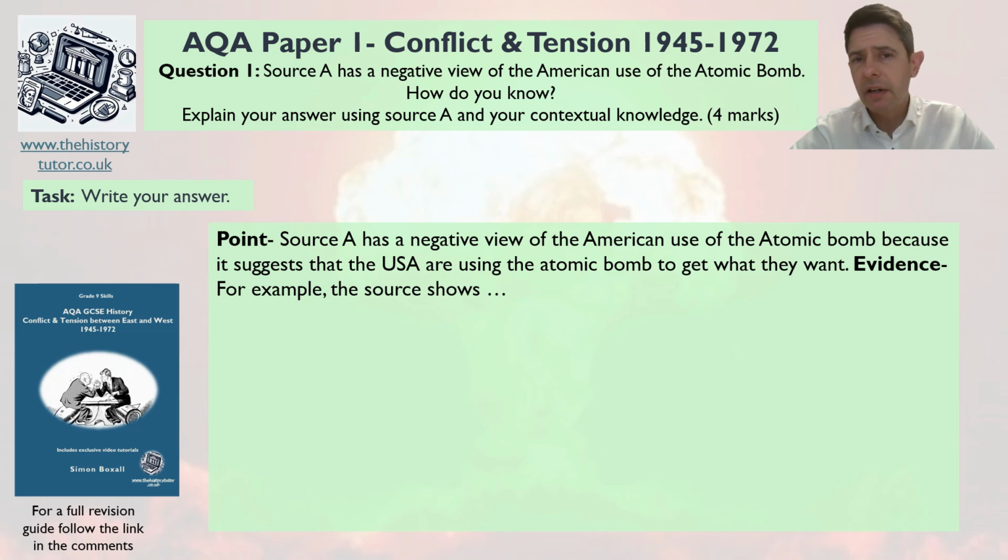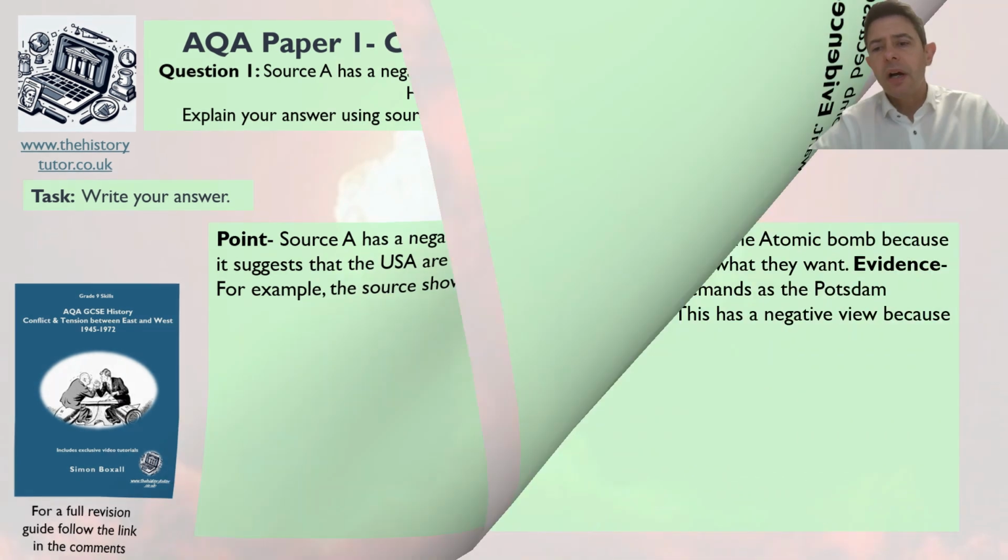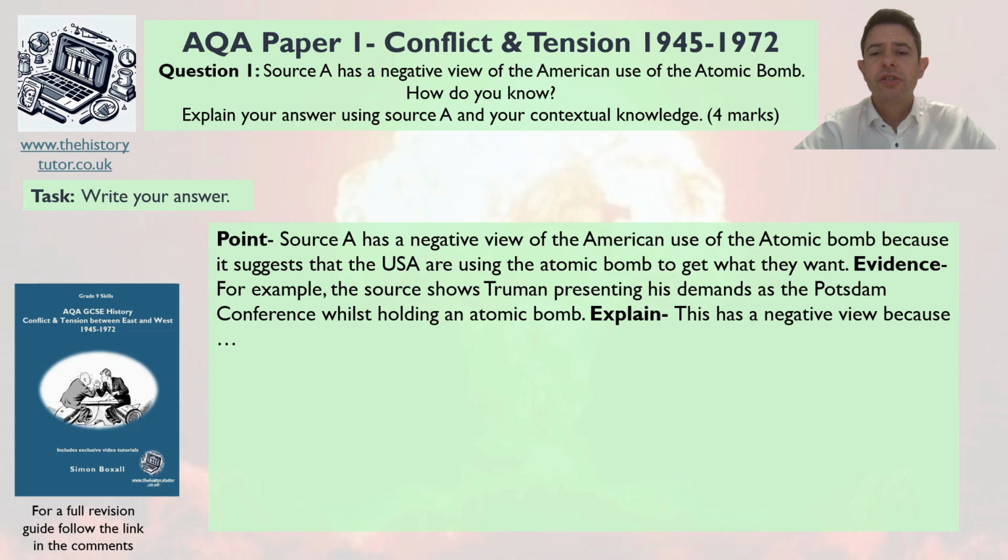If you feel like you need to give a bit of evidence from the source, what would you say? So maybe one sentence to give a little bit of evidence from the source there now. Okay, so pause me and give it a go. So here's what I've written. For example, the source shows Truman presenting his demands at the Potsdam conference whilst holding an atomic bomb.